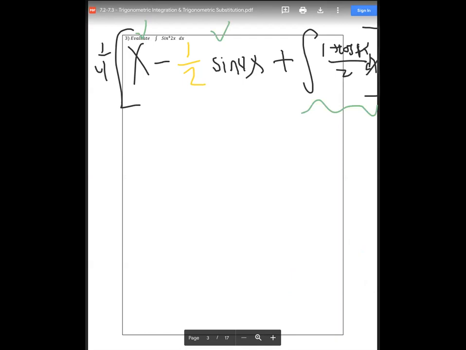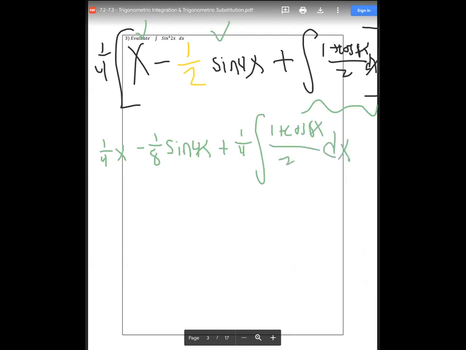So when you distribute, this becomes 1 over 4 times x minus 1/8 sine of 4x plus 1 over 4, the integral of 1 plus cosine of 8x over 2 dx. Okay, and normally you would add a plus c, but I don't add the plus c until the last integral has been integrated. So once you remove that integral sign, do not forget to add plus c.